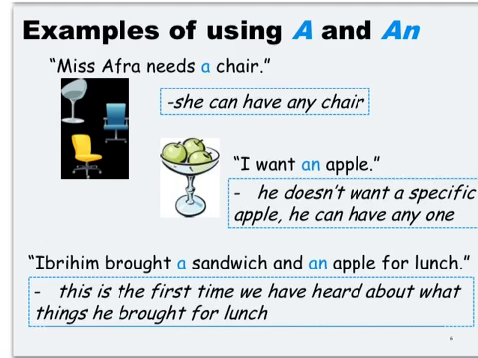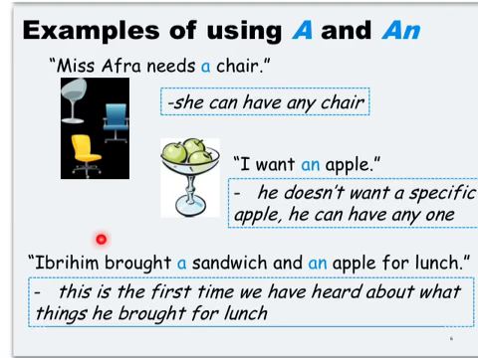In our second example, we have I want an apple. In this example, we use the article an. Again, in this example, the speaker doesn't want a specific apple. They just want any apple to eat. It doesn't matter which one.